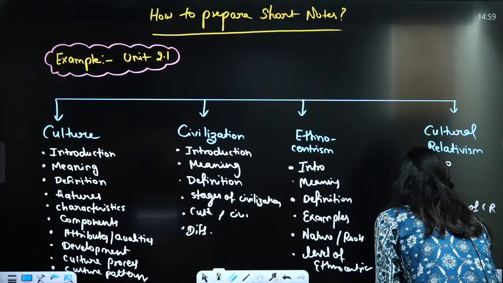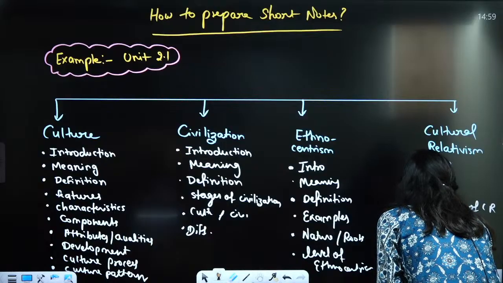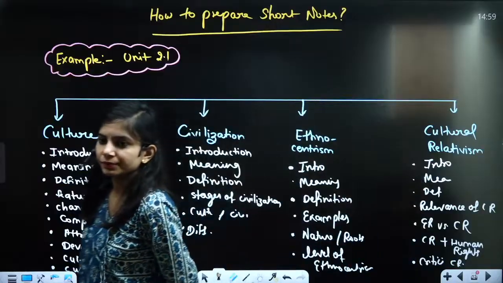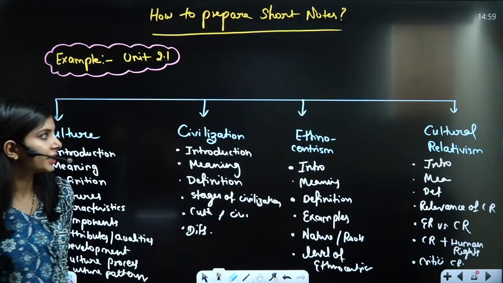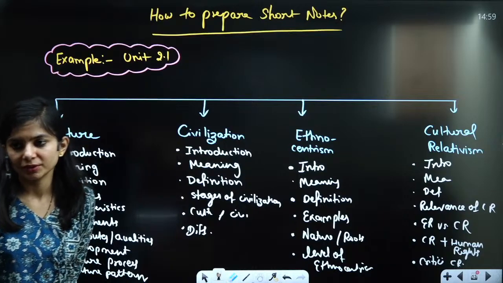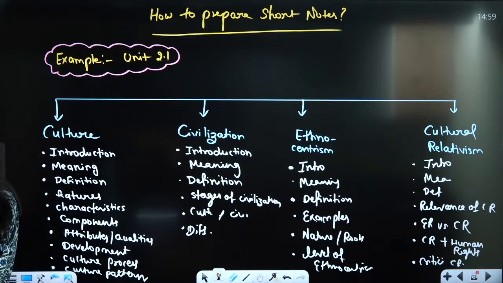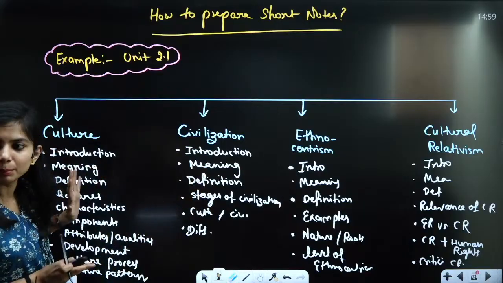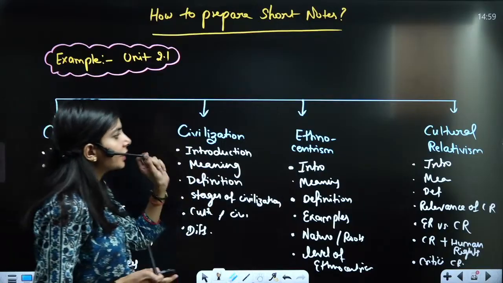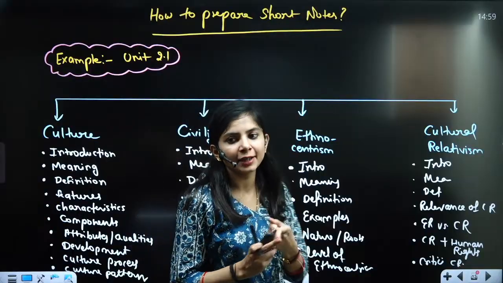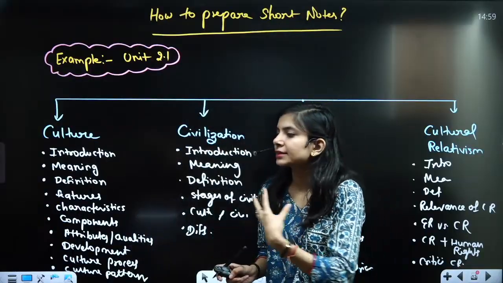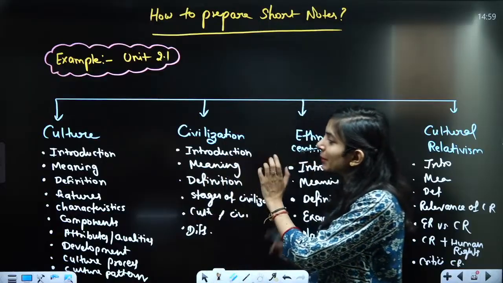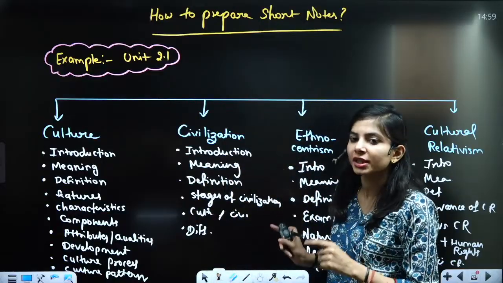Here you have to mention criticism of cultural relativism. At last, the conclusion. This is how you need to prepare your short notes. Now, once you know that this is something I have to complete for every single unit, this is a kind of assurance, like a sort of guru dakshina I am asking from you. So you need to prepare this type of thing and share it with me.